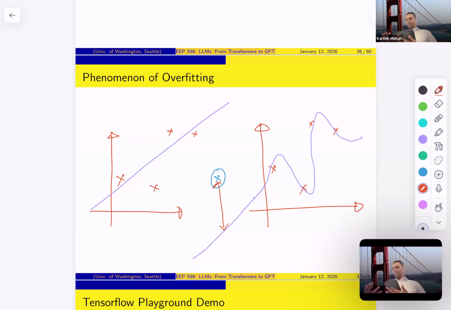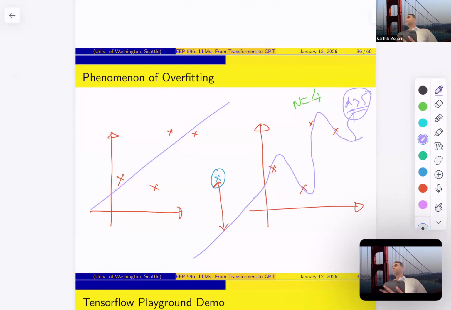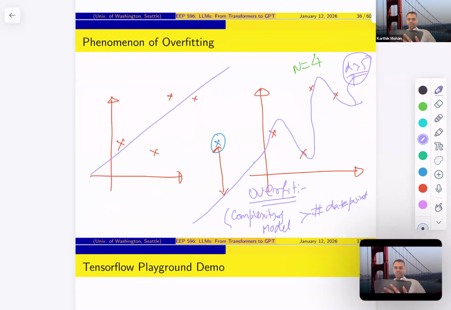For example here, how many data points do we have? 4, right? There are 4 points. What is this? This is a polynomial, right? What do you think is the degree of this polynomial? Is it 1 degree, 2 degree? No. 3 degree? It's probably 4 degree or 5 degree or higher, so the degree is greater than 5. You can see that the complexity of the model is greater than the number of data points. So you're overfitting. And this can be measured by the number of parameters.